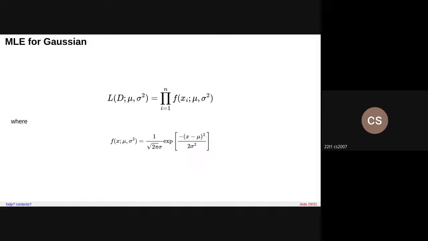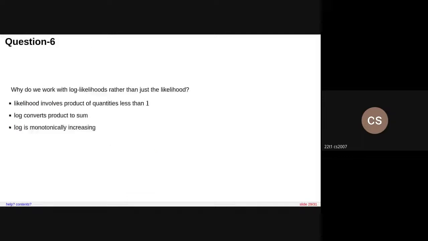Here again, independence makes it a product. The reason we are able to use the same f for all the data points is because they are all identically distributed. You're able to use the same Gaussian with mu and sigma square only because all the data points are identically distributed, which means they all come from the same distribution, which is Gaussian with mu and sigma square. So this is what we were doing earlier.